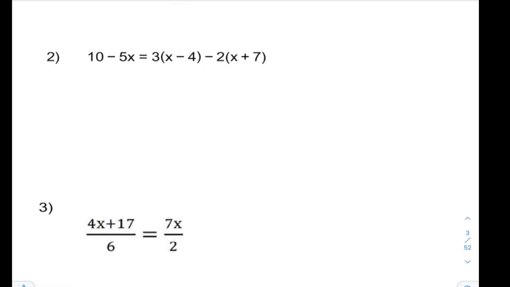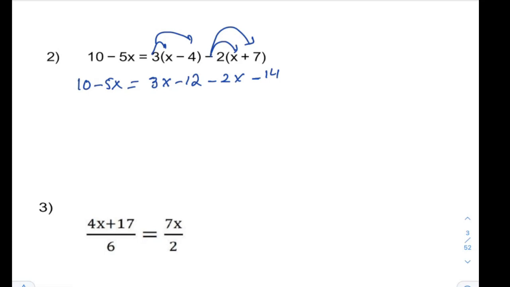Next, we have here 10 minus 5x. Let's distribute. Remember, this is minus 2. Minus 2 times x is minus 2x, minus 2 times 7 is minus 14. Don't forget the minus sign. Let's try to combine terms as much as we can. 3x minus 2x is just x. Negative 12 minus 14 is negative 26.